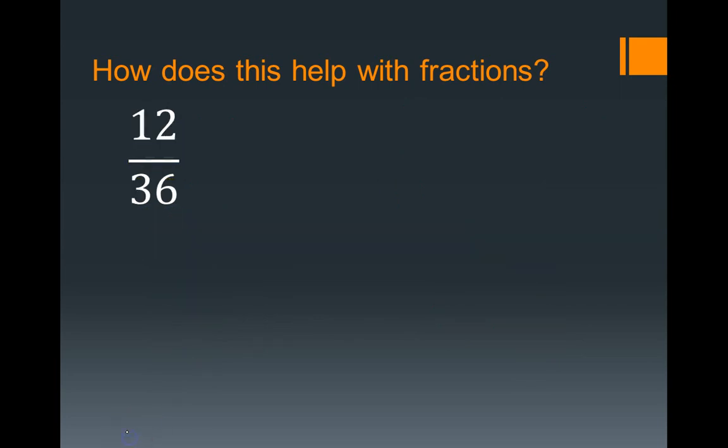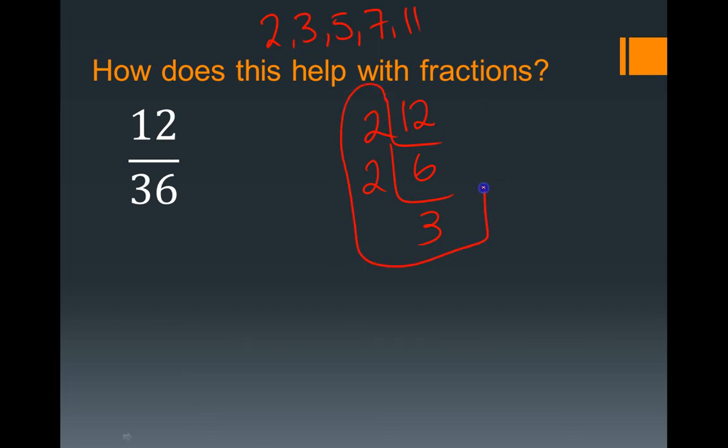Let's look at another problem. 12 and 36. So let's use the loopy L method for this. 12. That's even. Remember the numbers we're going to divide by are 2, 3, 5, 7, 11. Those are the prime numbers. It's even, so I can divide by 2. That gives me 6. That's even. I can divide by 2. And that gives me 3. 3 is prime, so I'm done.